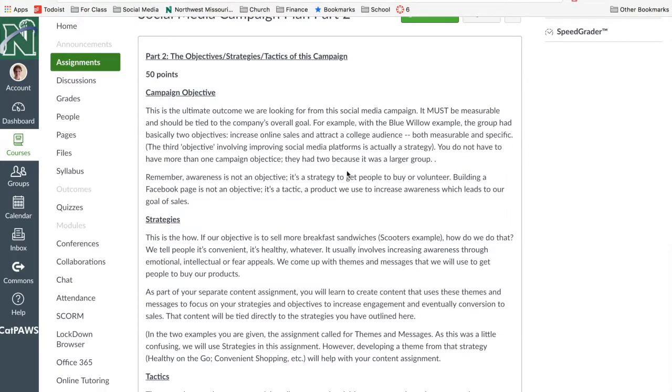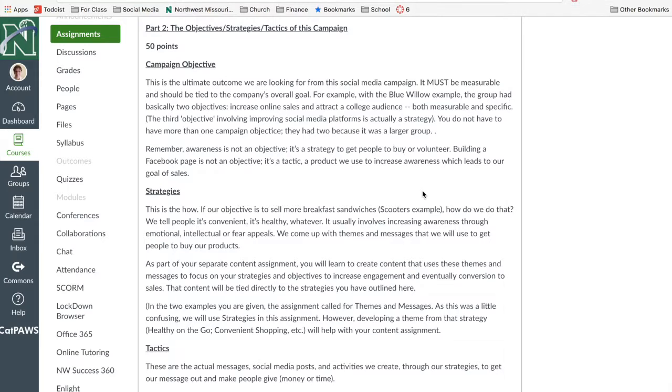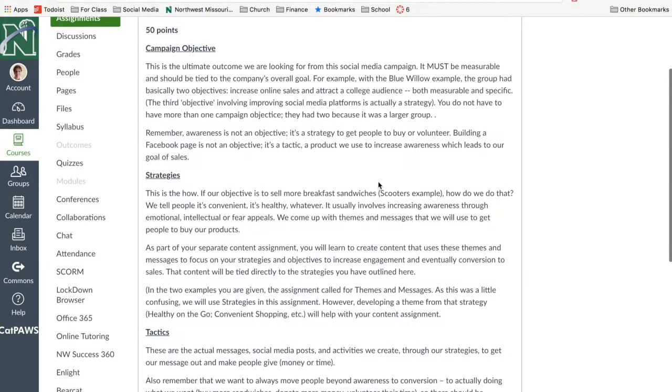Okay, so again, you just need to do one campaign objective. It needs to be measurable and specific. So it's increasing sales, increasing donations, increasing volunteers, and again, be as specific as possible. Increasing corporate donations, increasing individual donations, reaching college students, reaching families, whatever the case may be. Be as specific as possible in your objective.